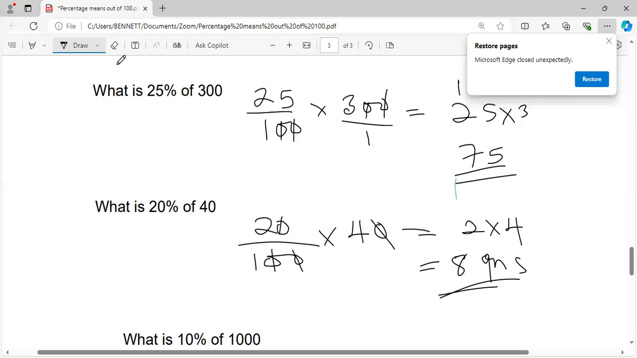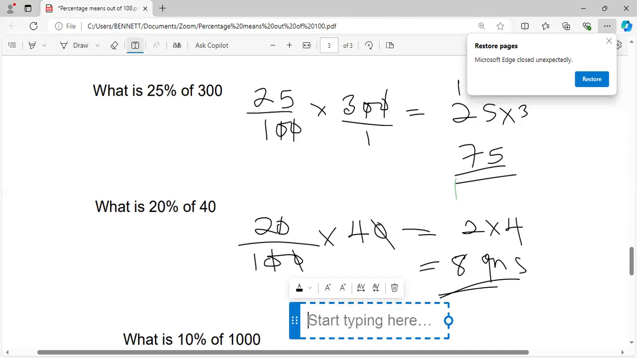First is in the comment section. Leave this one in the comment section. What is 10% of 1,000?